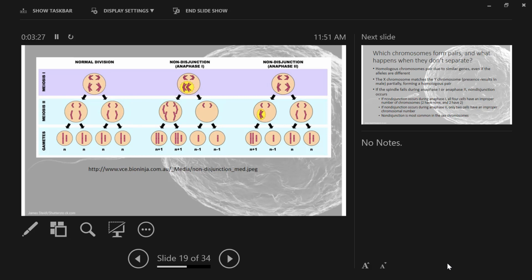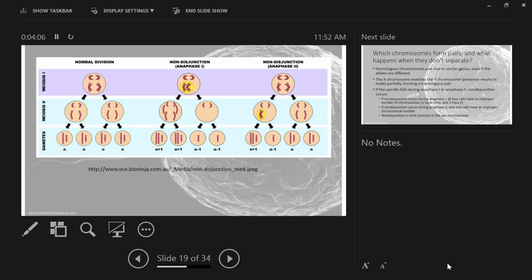Now, nondisjunction, if it happens during anaphase 1, all 4 of our cells are messed up. All 4 of our cells have an abnormal chromosomal number. Do you see that? 2 of them are completely missing that longer chromosome. 2 of them have an extra copy of that longer chromosome. And you're like, that's no big deal, right? Because a normal cell has 2 copies of the chromosome and now has 2 copies. But what happens if this develops into a sperm, and this sperm goes and fertilizes an ovum that has 1 copy of this? Now you have 3 copies of that chromosome. That's not normal, right?